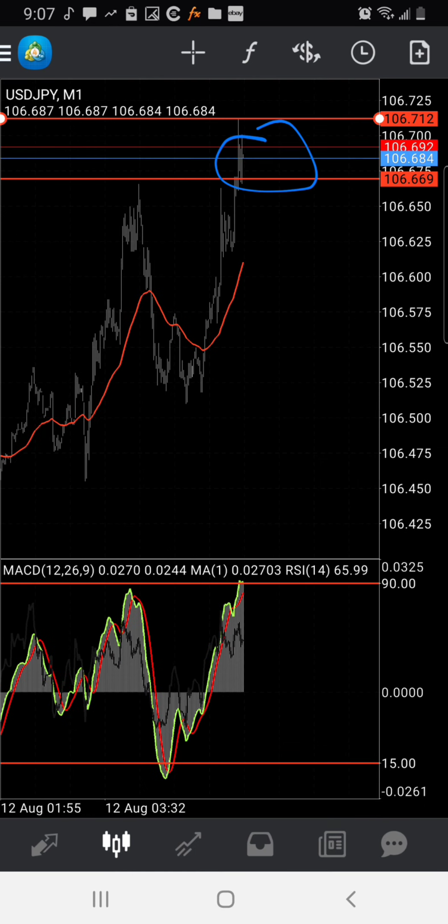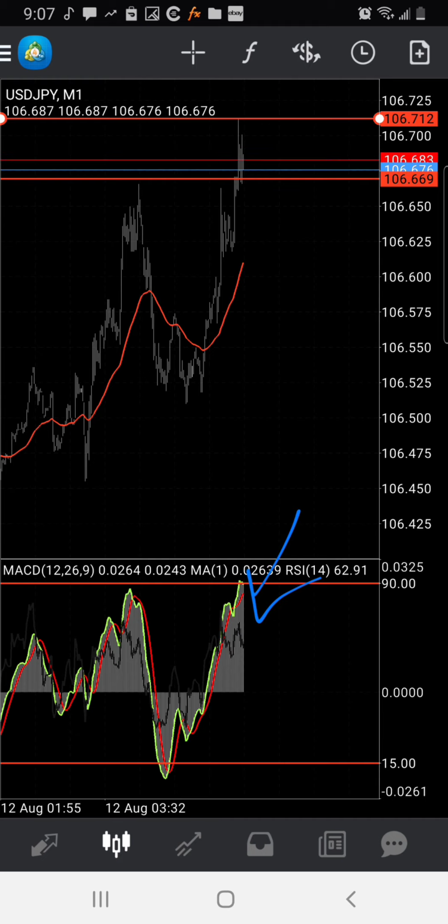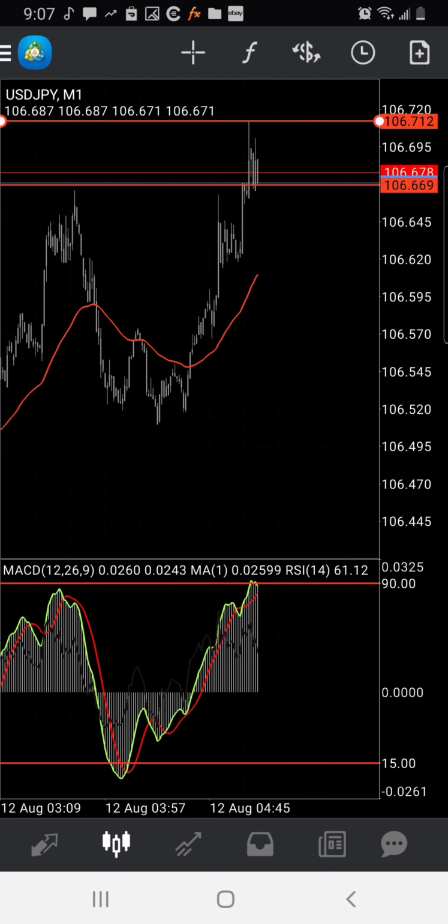This is a zone. We're trying to see where price is going to go, and it's looking like it's about to drop. Look at our MACD. You see how our MACD is showing overbought? It's about to drop. This thing is about to drop. And this is a common example of what I mean.